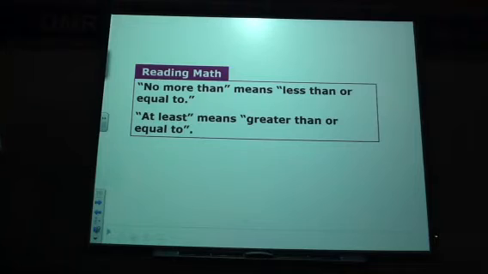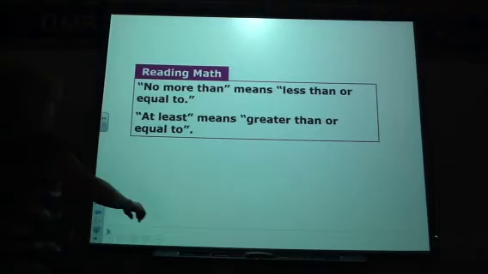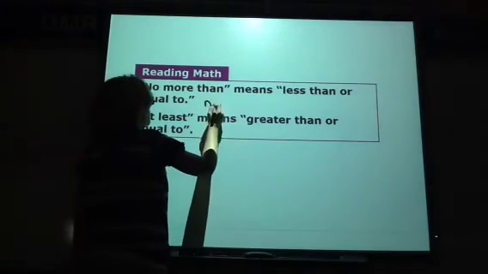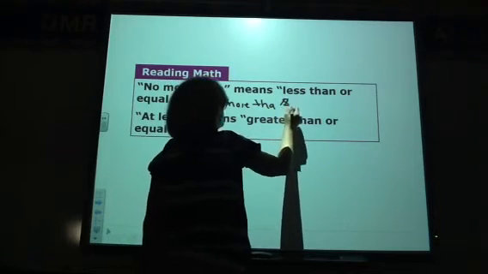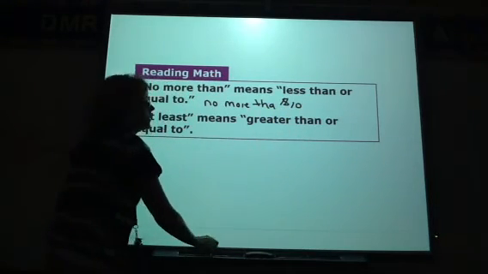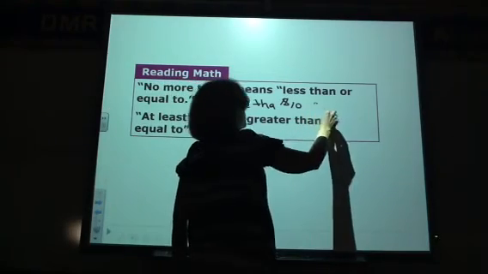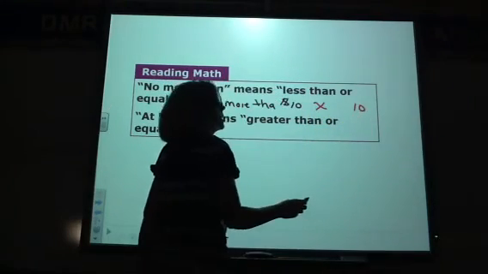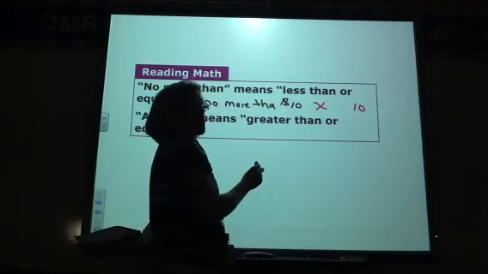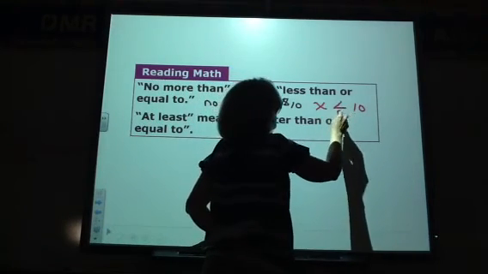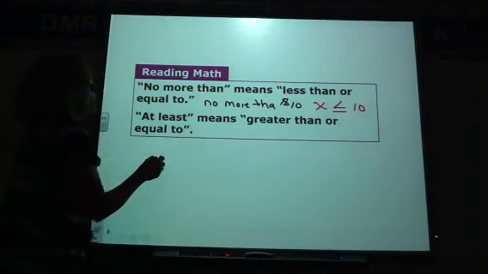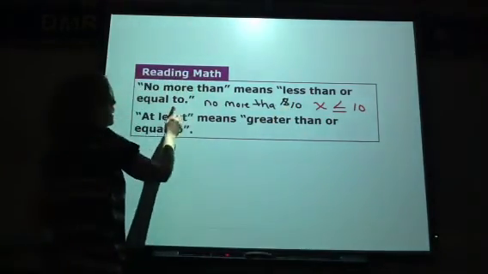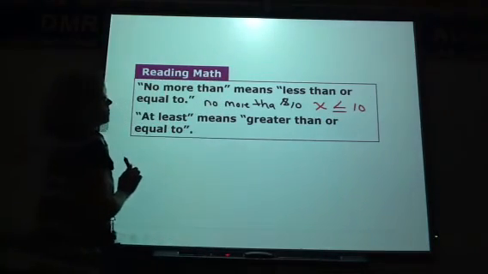Okay. Reading math. No more than means less than or equal to. So if I have no more than $10, how would you write that, guys? Well, here's my x, here's my 10. Can I have more than 10 if it says no more than? I cannot. 10 is the greatest. Can it be equal to 10? Yes. So that's why no more than means less than or equal to with the inequality symbol.